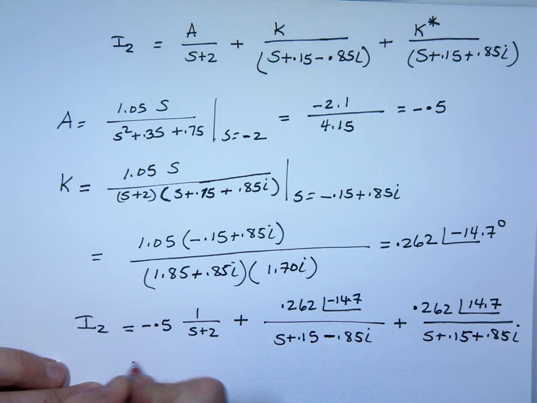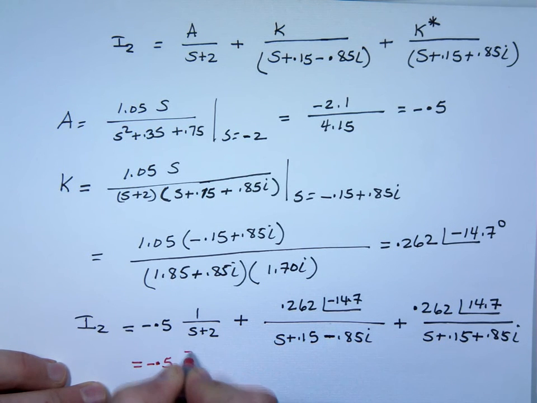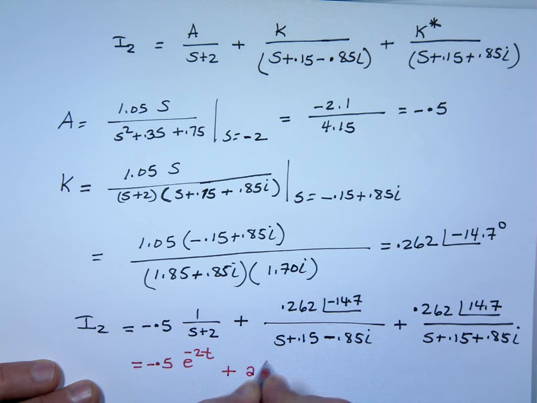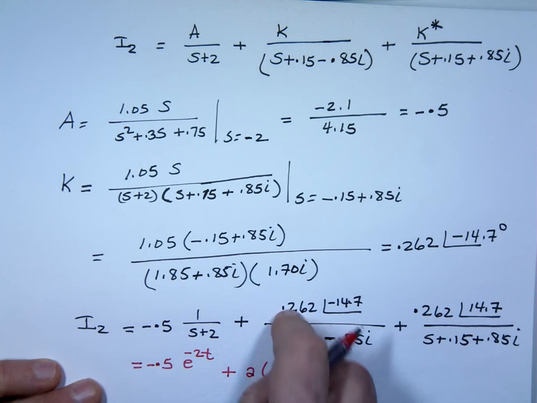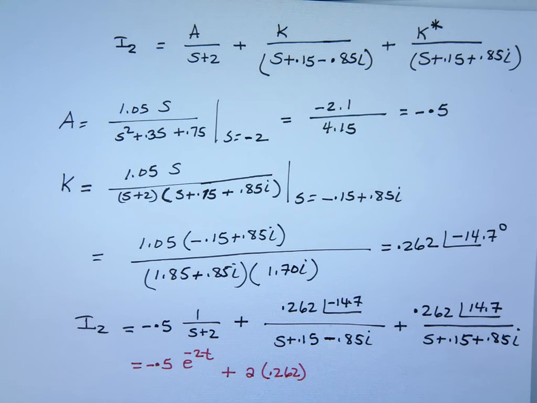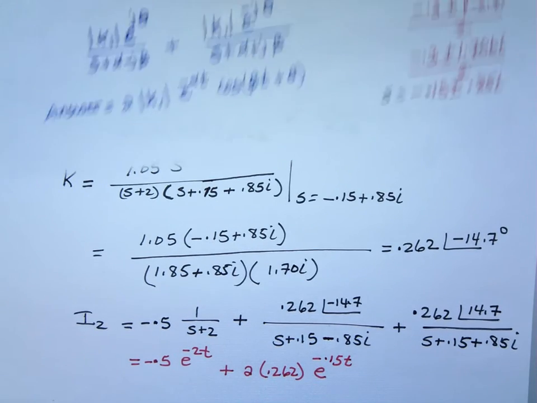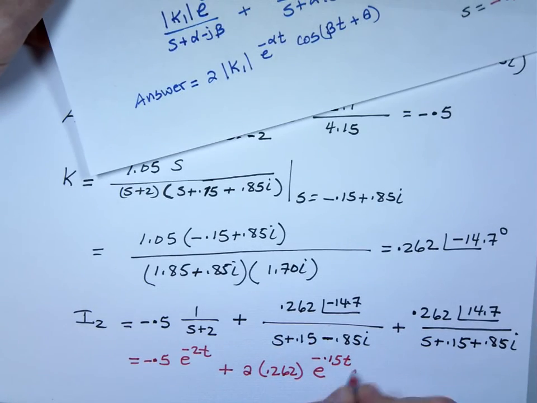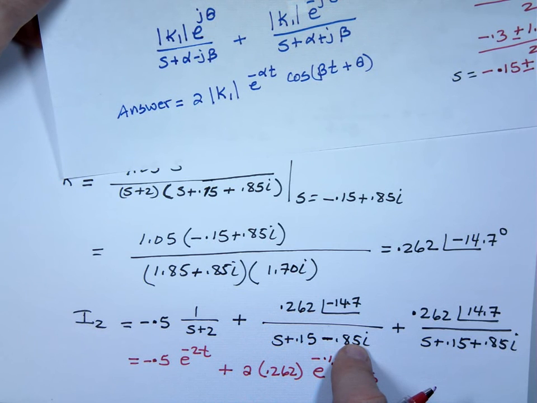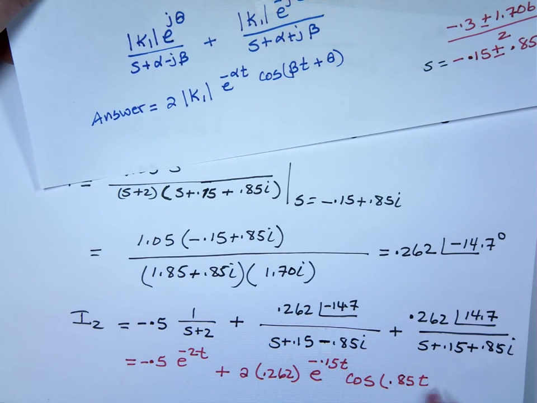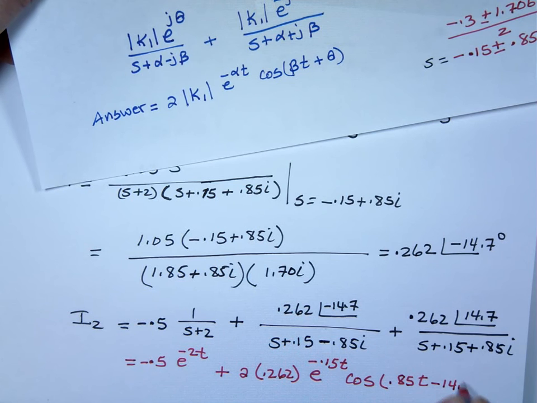So change it back to time, we're going to have negative 0.5 e to the minus 2t, that's the inverse Laplace of that. This will be 2 times 0.262. That's that number, that's k. Remember we just talked about that? What is that equation? E to the minus alpha t, e to the minus 0.15t, alpha is this guy. Cosine beta, that's this number, 0.85t minus the 14.7 degrees, because that's what theta is.